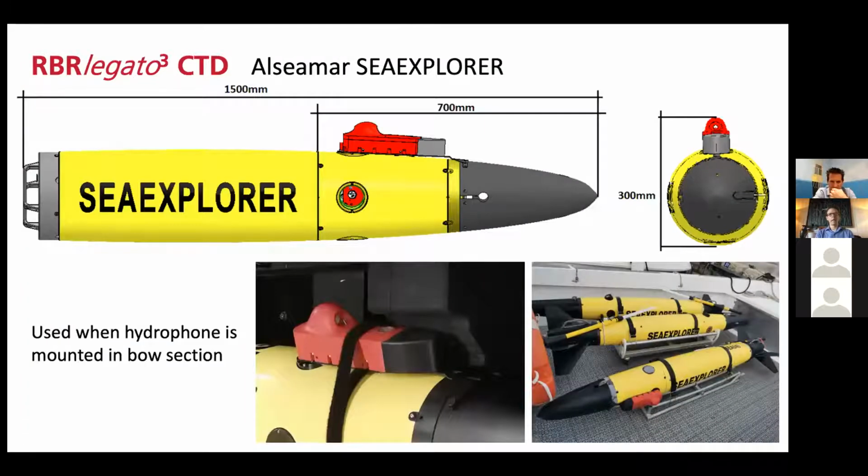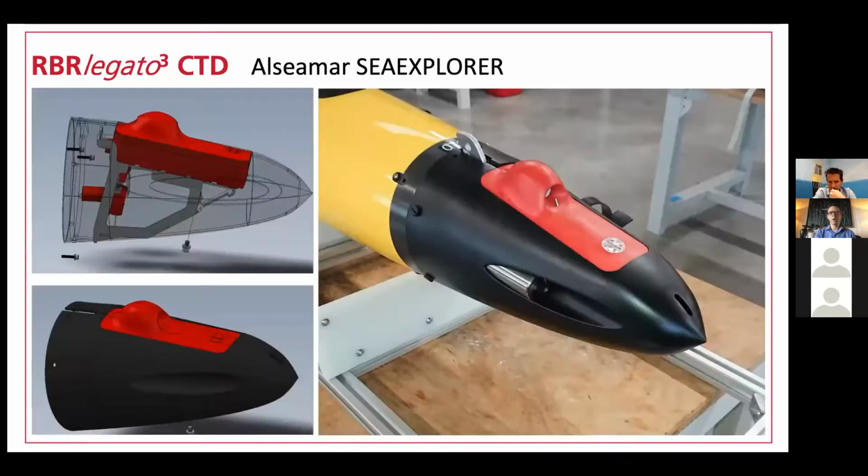Again, it has been integrated into the Alseamar SeaExplorer, both as a little backpack when you have hydrophones mounted in the bow section, as well as right on the nose. And in this case, you see it mounted also with an optode. I believe that is the RBR Coda. And it has been deployed by a number of teams already on the SeaExplorer as well.